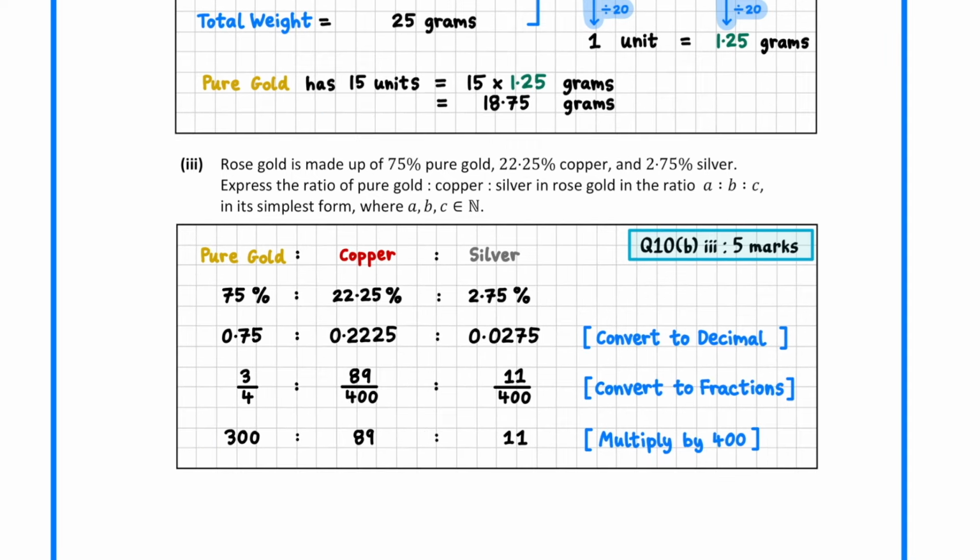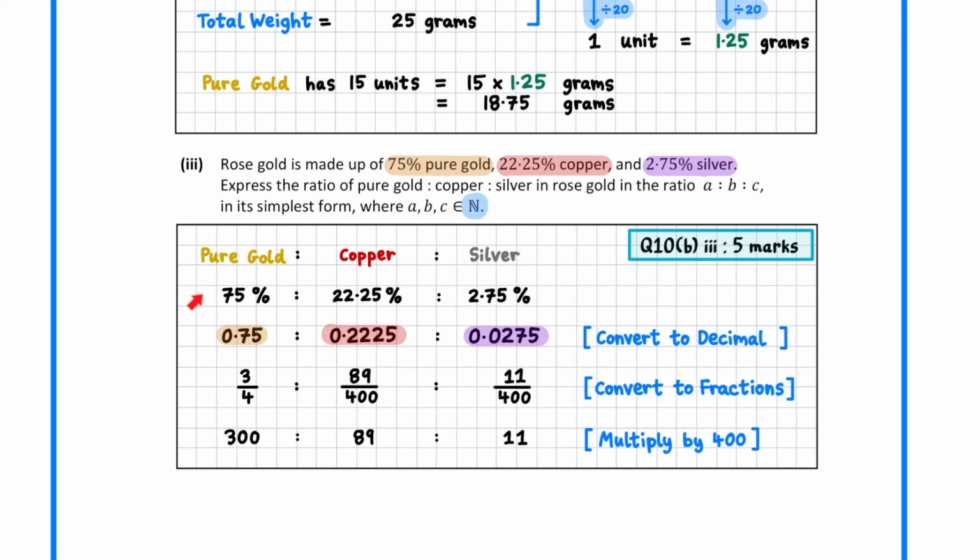In part 3, we are given the percentage components in rose gold. We have 75% pure gold, 22.25% copper, and 2.75% silver. We must express this ratio using whole numbers in their simplest form.